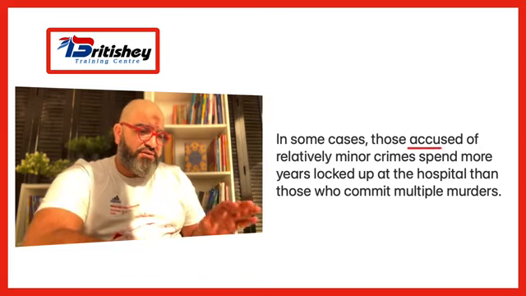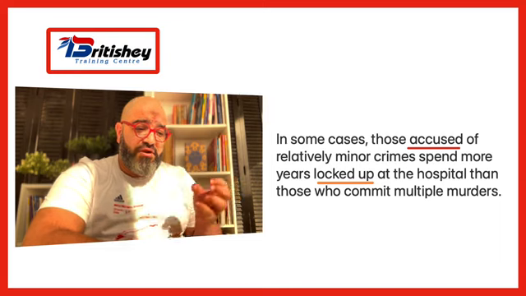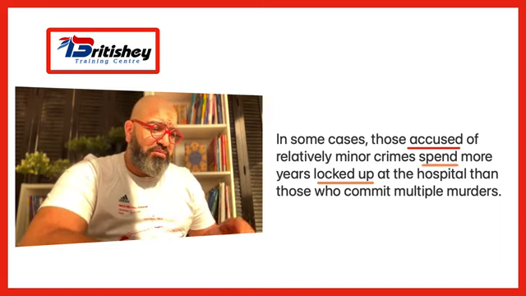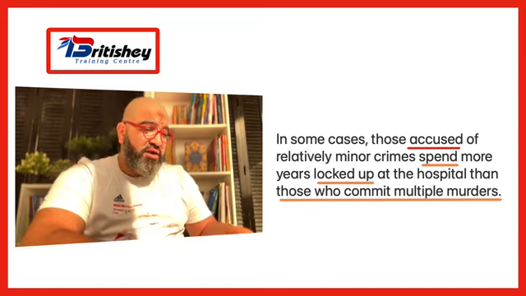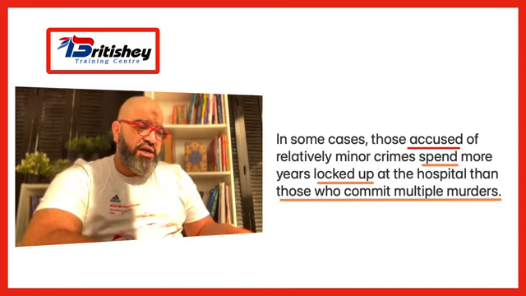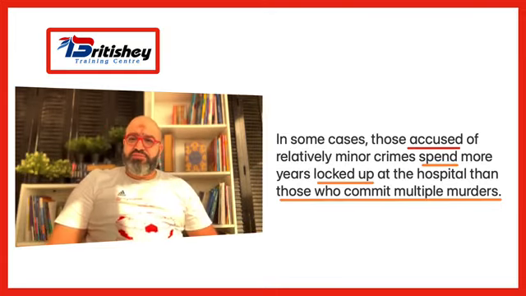Like, look, first, accused, that's an adjective. Locked, that's another adjective. The main verb is spend. Someone might say, but Shadi, what about who commit multiple murders? I would say we've got who here, which is working as a connector. So that's a correct sentence.